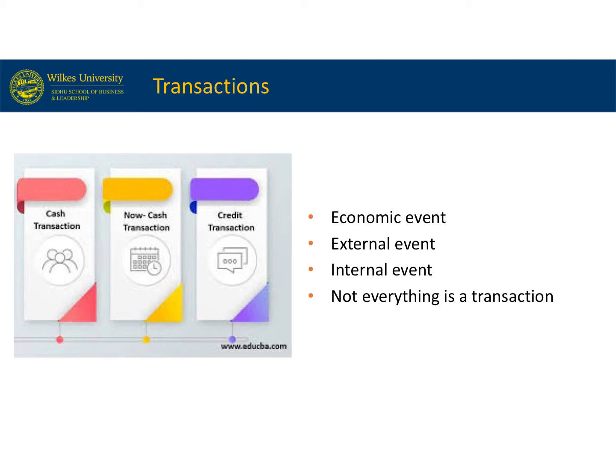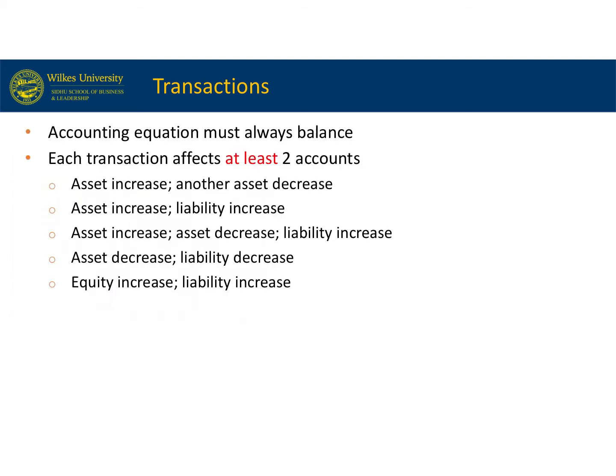Transactions can be internal or external to the company. An external event can be the purchase of equipment, payment of rent, payment of utilities, payment of salaries and wages. Examples of internal events include the cost of the supplies used by one department, or the cost of buildings and equipment as they are depreciated.